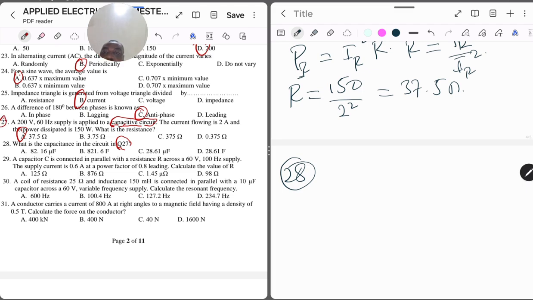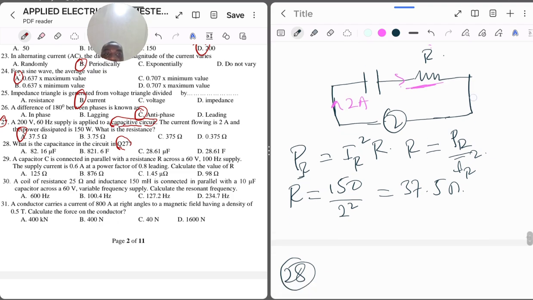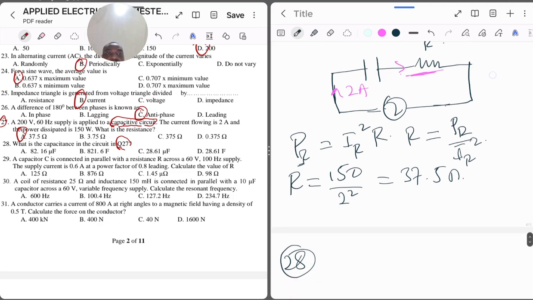So now we go back to question 27. We try to find the capacitance. That's why it's important when you sketch the circuit diagram, because it allows you to see everything clearly. You can see now with our circuit diagram, if I want to find the capacitance, we are asked to find the capacitance, right?